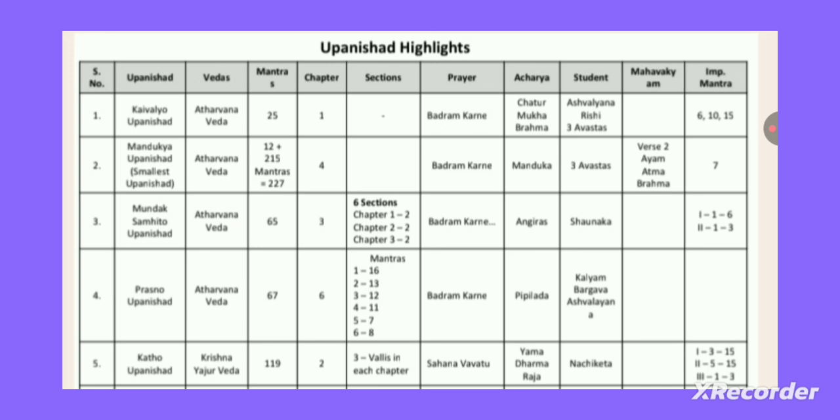Coming to the third Upanishad, that is Mundaka Upanishad. This Upanishad is from Atharvana Veda and it has 65 mantras divided into 3 sections in 3 chapters. The teacher of this Upanishad is Angiras, and the student is Shaunaka.